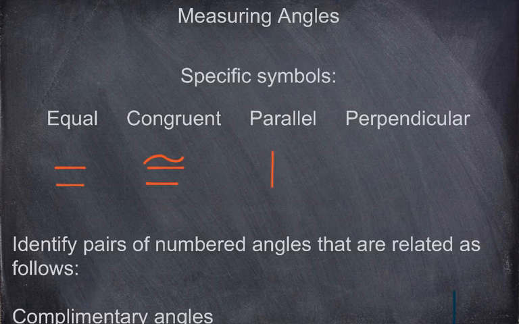Parallel, again, looks like 11. Okay, that means parallel. So if I say one line is parallel to the other, that's what I would put in between. Perpendicular means it creates a right angle, and the symbol you would see for that looks like this. Again, perpendicular means the intersection is a right angle of two lines or two segments.